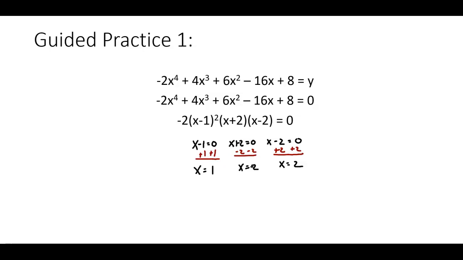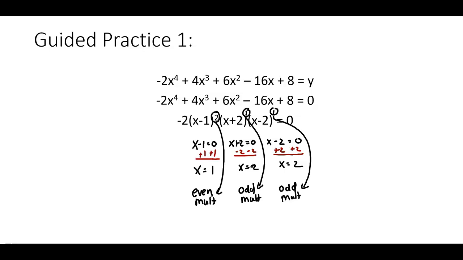Now I want you guys to do step 4. So go ahead and pause the video here, look at your notes, remind yourself of what step 4 was, and go ahead and do step 4 here. Step 4 was to determine what the multiplicity was. So for the x minus 1 factor, it was being squared. And so the root x equals 1 has an even multiplicity. The other two factors, x plus 2 and x minus 2, had a power of 1. So the roots that go with those, negative 2 and positive 2, will only have an odd multiplicity.